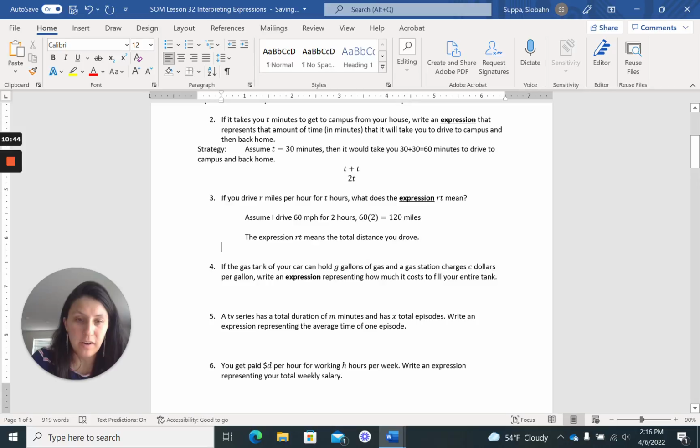Okay, let me read number 4, make sure that it makes sense. If the gas tank of your car can hold G gallons of gas and a gas station charges C dollars per gallon, write an expression representing how much it costs to fill your entire tank. Okay, so yes, this one makes sense. So pause your video now and try number 4.